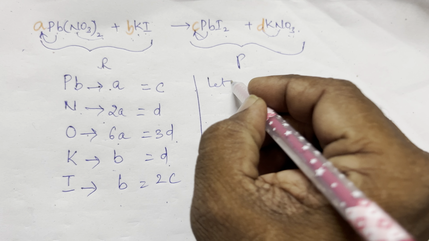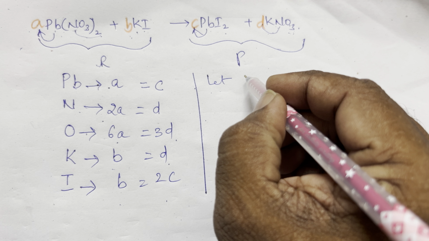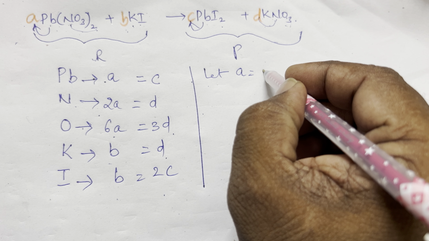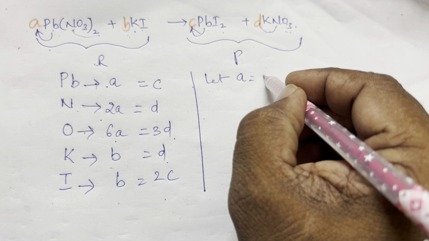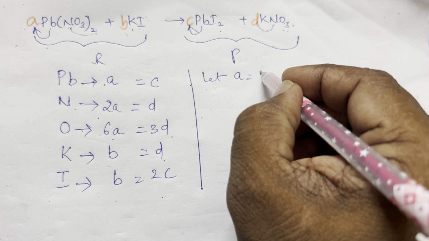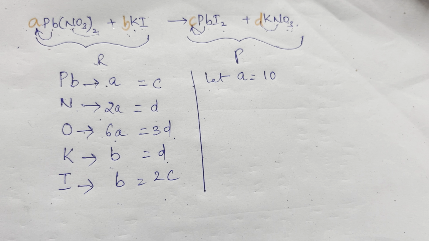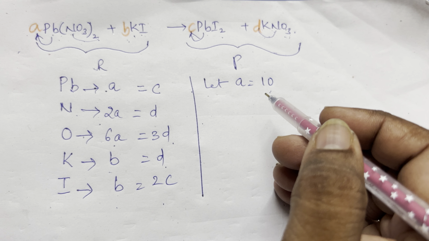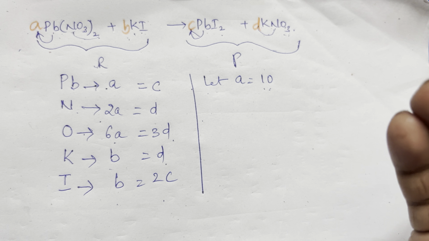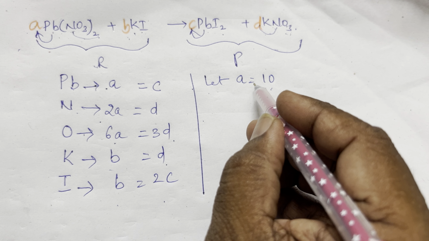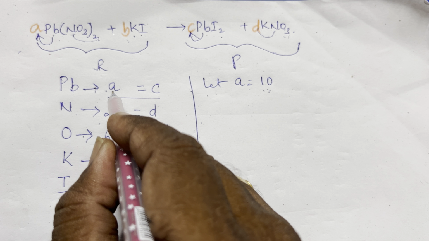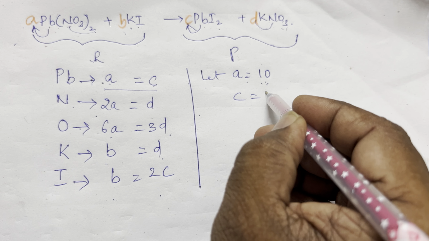Now let us go with substitution. Please be careful: A is equal to, we will take it as 10. According to the algebraic method, the suggestion I gave you is to assume the A value as 10 or 20 or 30, a whole number. So when you take A equal to 10, you can see in the first equation, A is equal to 10, then C also will be equal to 10.